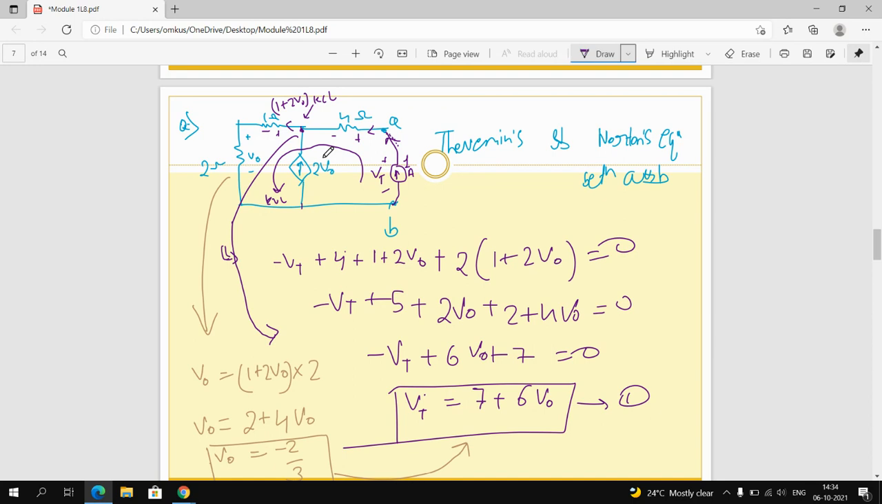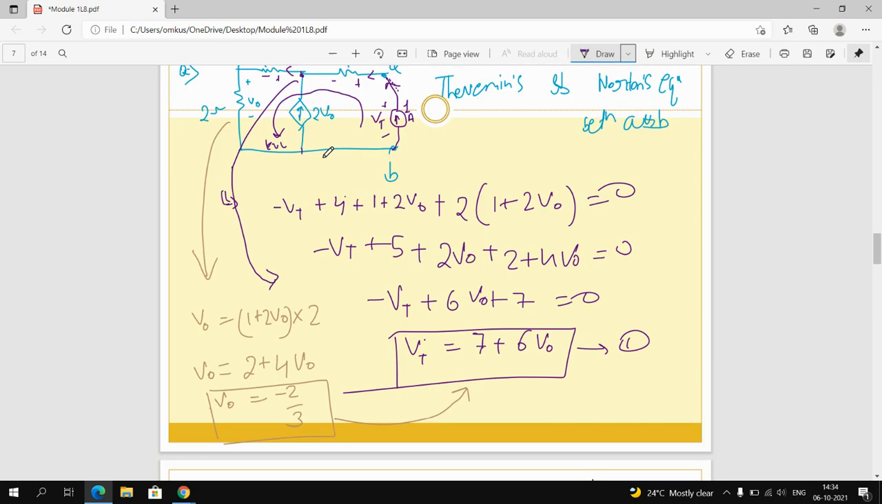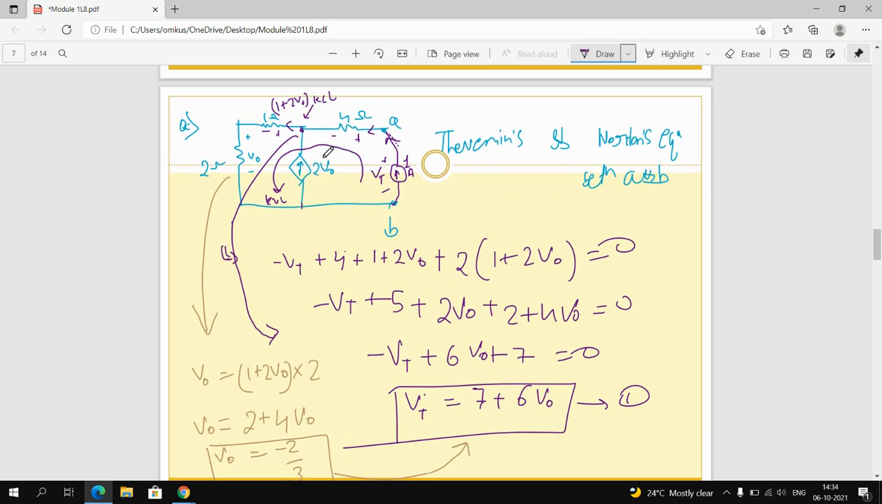Sir, can you again explain the first equation, minus VT plus 4?